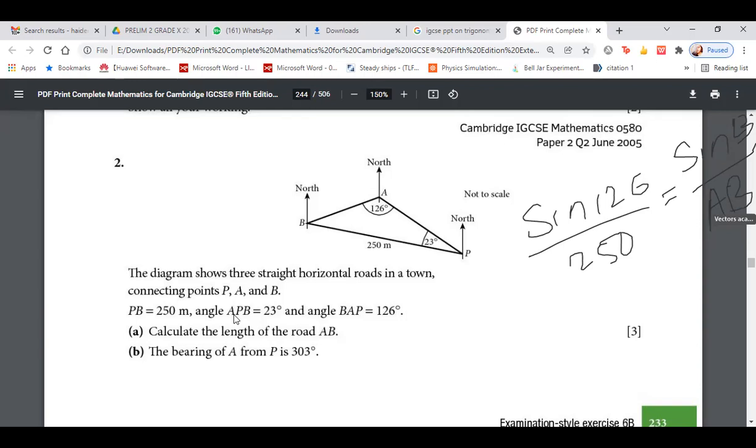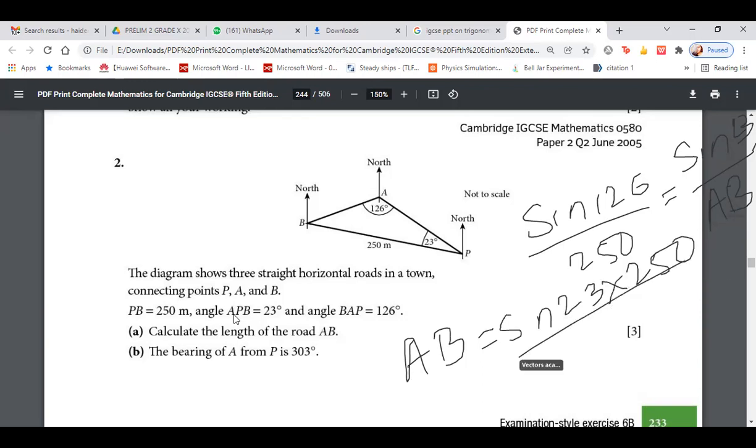Therefore, AB will be equal to sine of 23 into 250 upon sine of 126. Right? 120.7. How much? I said to 2 decimal places. 7.4. Very good, 7.4.